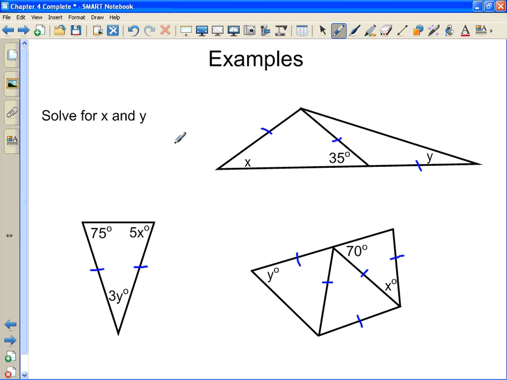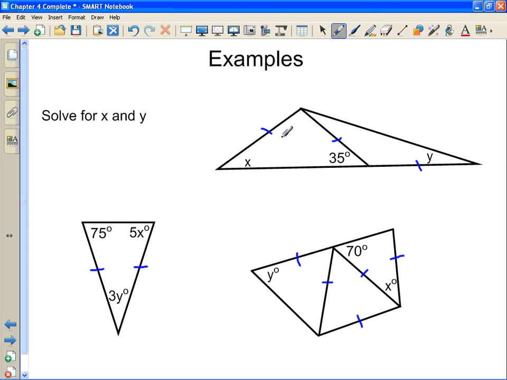Here's some more examples we can work through. So I'm going to leave these up. You just hit pause and try to find x and y for each shape. And then when you're ready, hit play again and make sure that you get the same answers that I do.